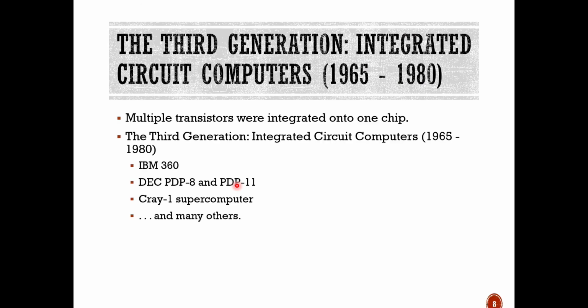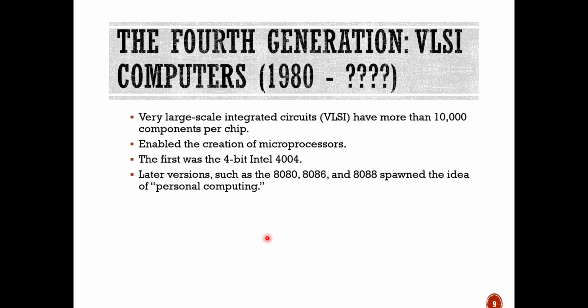So the third generation is the integrated circuit computers. This is when multiple transistors were integrated into one chip, and these are the different types of third generation computers that they had back in the 1960s to 80s. And so the fourth generation, VLSI computers, is still used today.